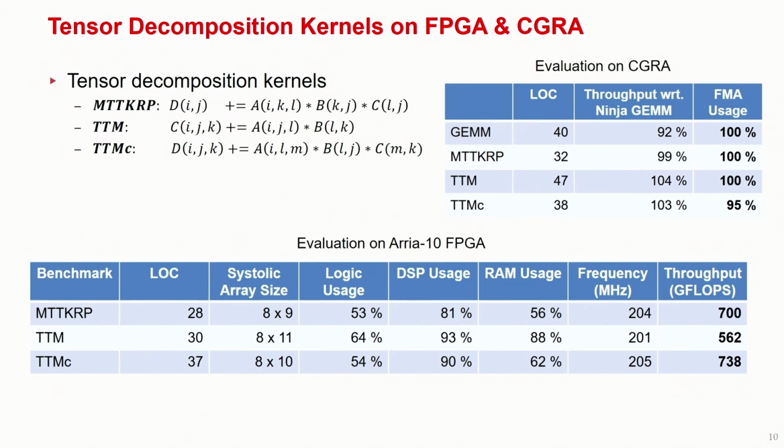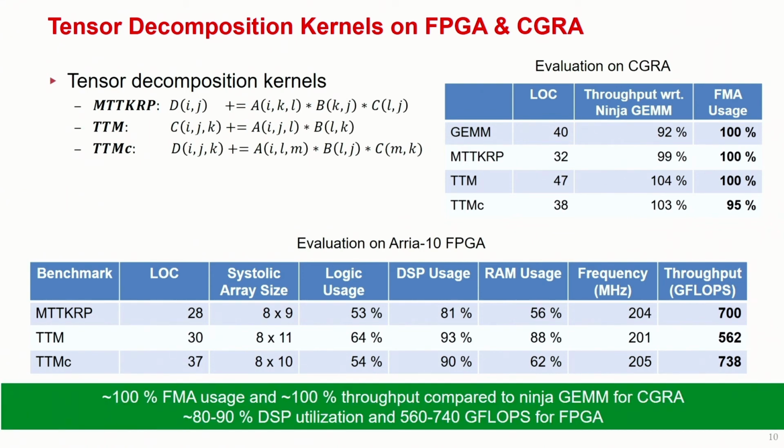For the FPGA side, we can see that MTTKRP achieves a throughput of 700 gigaflops, TTM achieves a throughput of 562 gigaflops, and TTMc achieves a throughput of 738 gigaflops. And the DSP utilization of these benchmarks is also high. For example, in case of MTTKRP, it is around 80%. For TTM and TTMc, it is more than 90%.